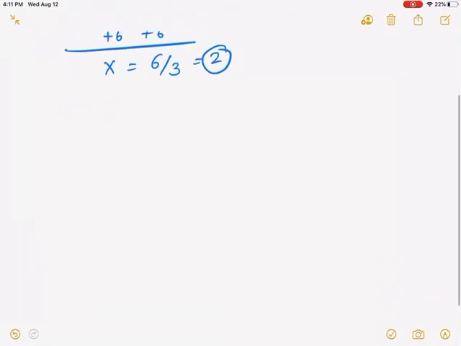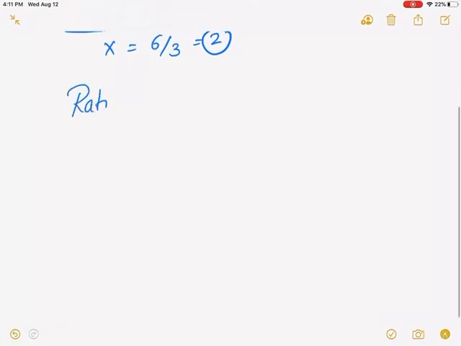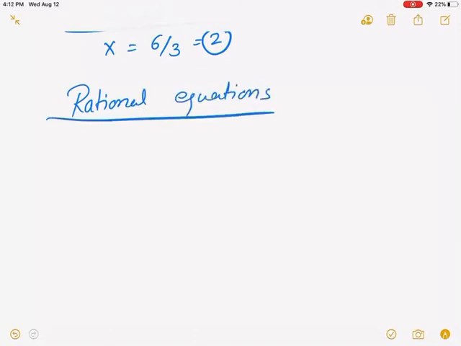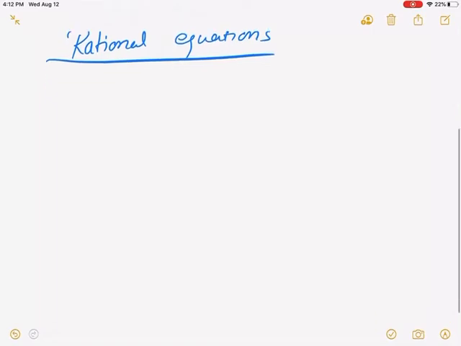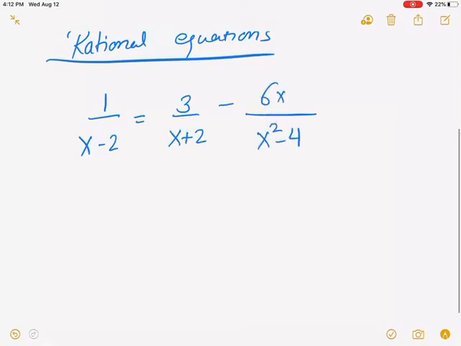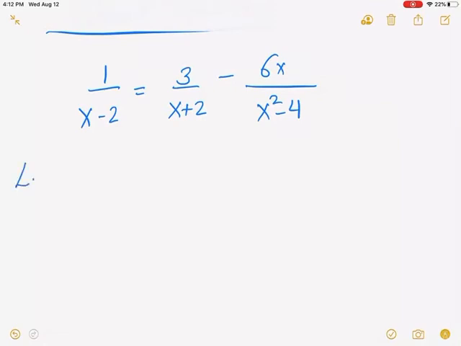Now next one, I have fractional or rational equations. So let's say you have rational equations. Okay, so I'm going to show you two different examples, or how about if I show you the hard one? Yeah, let's do that. So I have 1 over x minus 2 is equal to 3 over x plus 2, minus 6 over x squared minus 4. I don't know if you remember, last semester we did something like the LCD method.